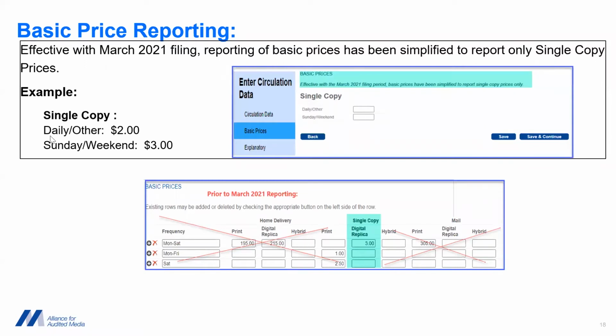You have a single copy price for daily and your single copy price for your Sunday or your weekend publication. This is for publications that are on a bi-weekly or maybe a monthly. That's where you would report it. But for basic prices, it's a single copy. So when you go in the filing tool, this is what you're going to see. It's going to have single copy, your daily, and your Sunday.